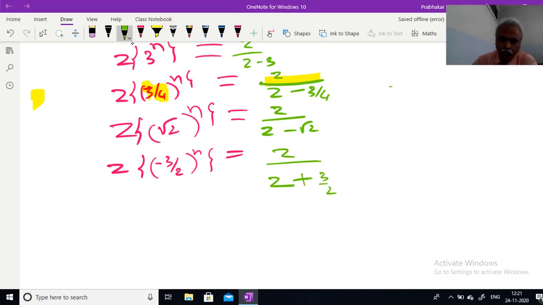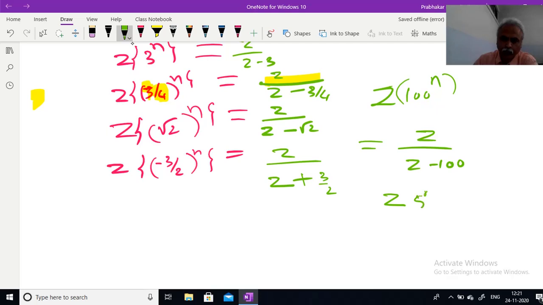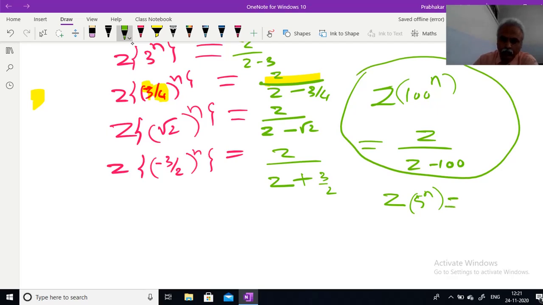Z by z minus, if minus sign is there, it becomes plus 3 by 2. Can you tell me what is z transform of 100 raised to n? Z by z minus 100. What is z transform of 5 raised to n? I'm giving you some time to write. Z by z minus 5.